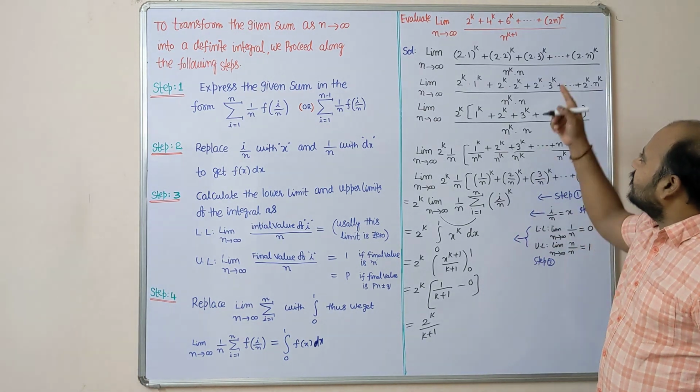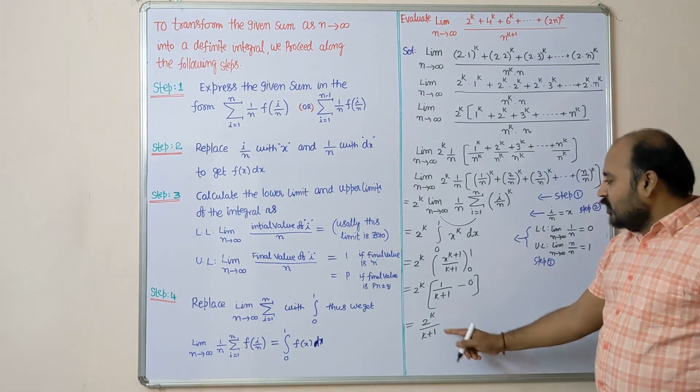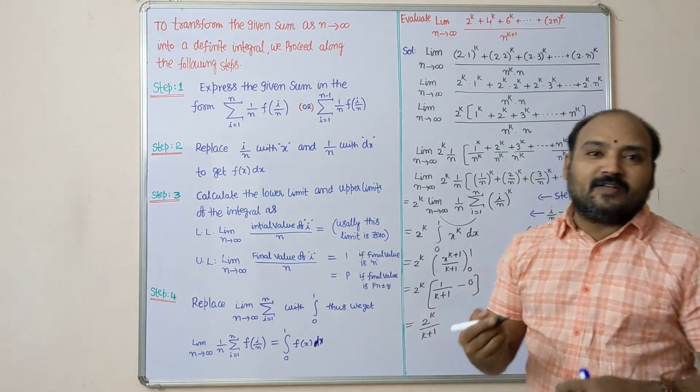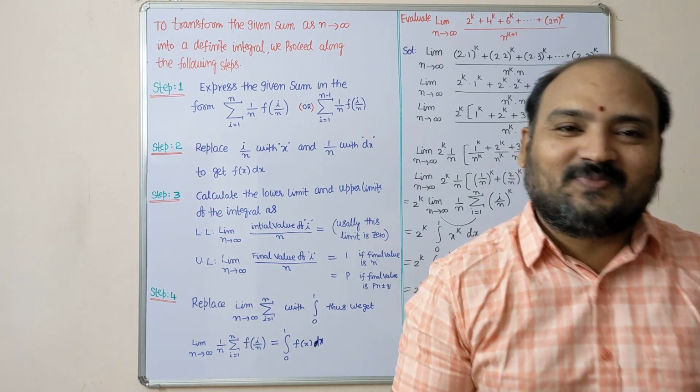I hope everyone understands, dear students. The value of this one is 2^k by k+1. I will take different examples. I will discuss now.